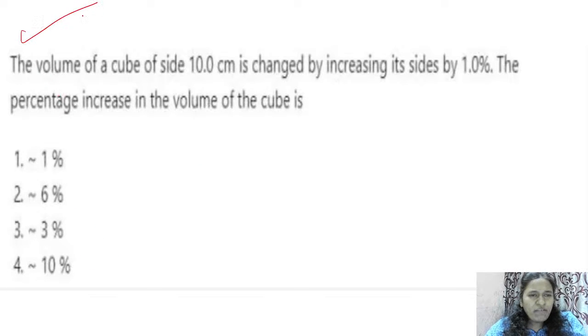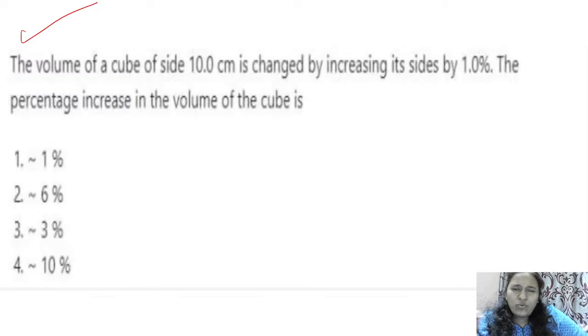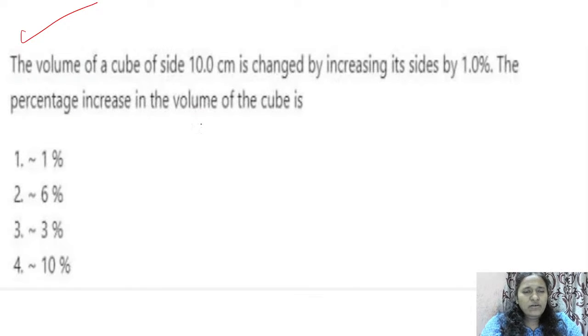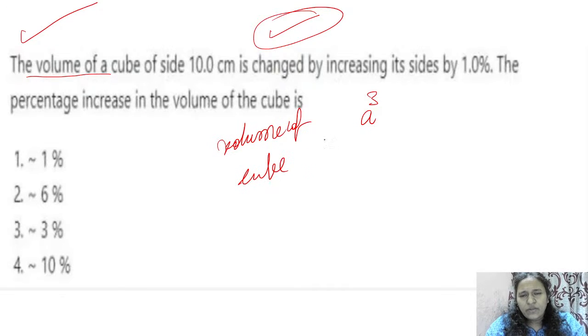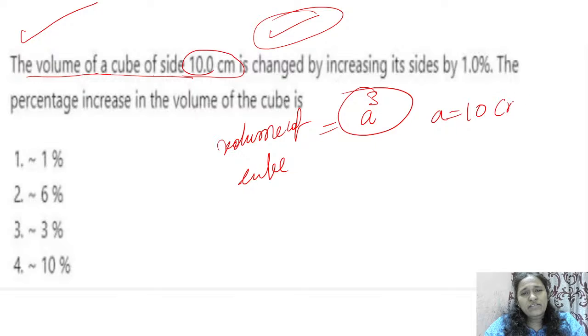Here the next question is the volume of a cube. I will give the list of formulas for the cube, cuboid, trapezium, and cylinder in the next session. Now, what is the volume of a cube? We all know the formula, right? The question is the volume of a cube of side 10 centimeters. The side is given as 10 centimeters.